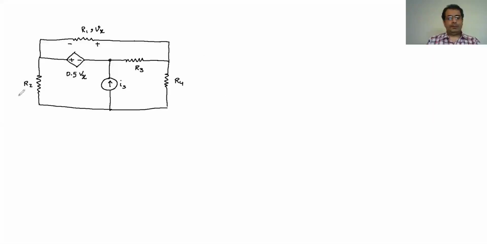So assume this is what we are given and we want to solve this problem. Again, remember it's given in parametric form, but R1, R2, R3, and R4 are known. Also Is is known. So we know R1, R2, R3, R4, and Is. These are known, and then we want to solve this circuit. So the Vx is not known.